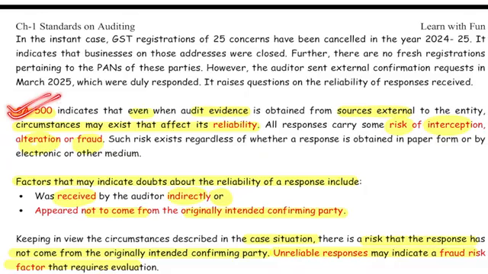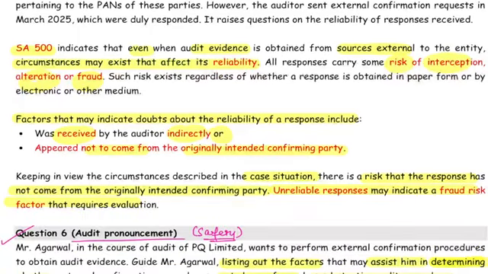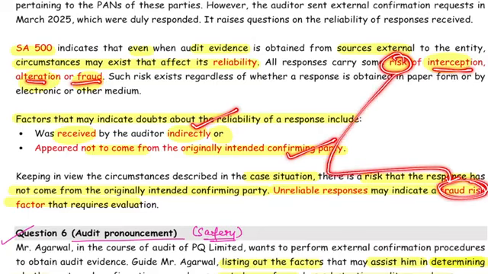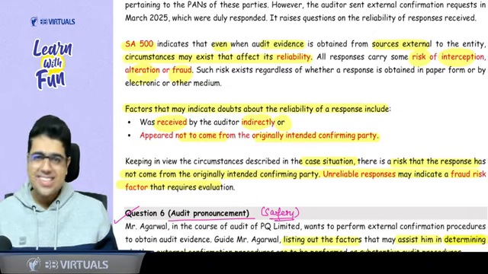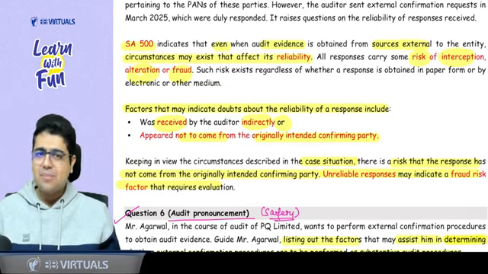Then start your answer with SA 500, that there can be certain reasons which affect the reliability. Okay, what are the reasons? It is received indirectly and not from the confirming party. So there is a risk of interception, alteration, and fraud. And this is considered to be a fraud risk factor. This is considered to be a fraud risk factor. Easy peasy, easy peasy lemon squeezy?